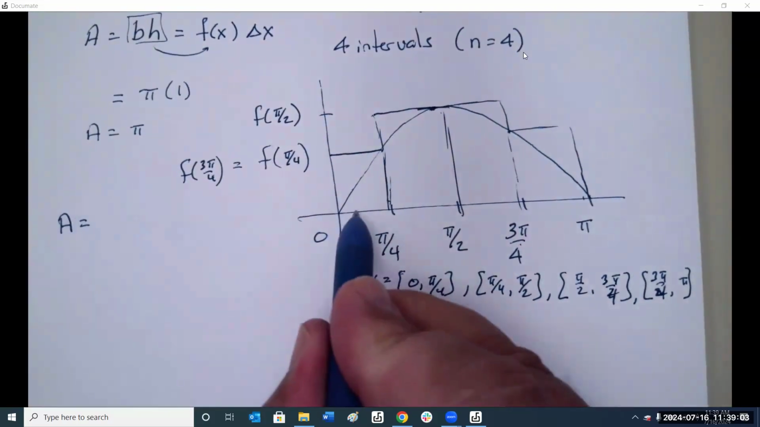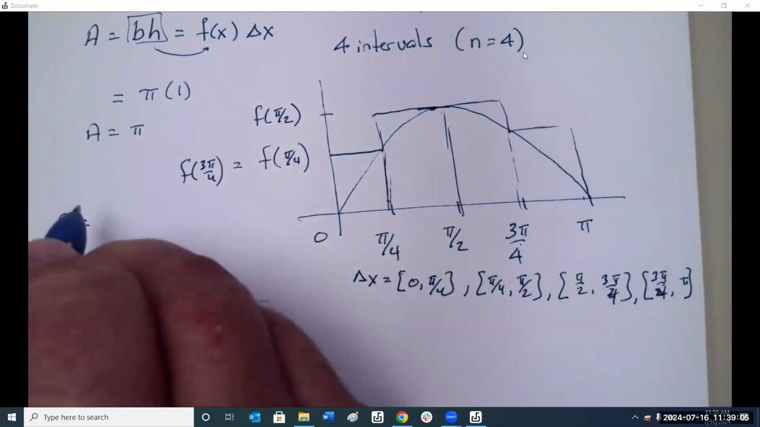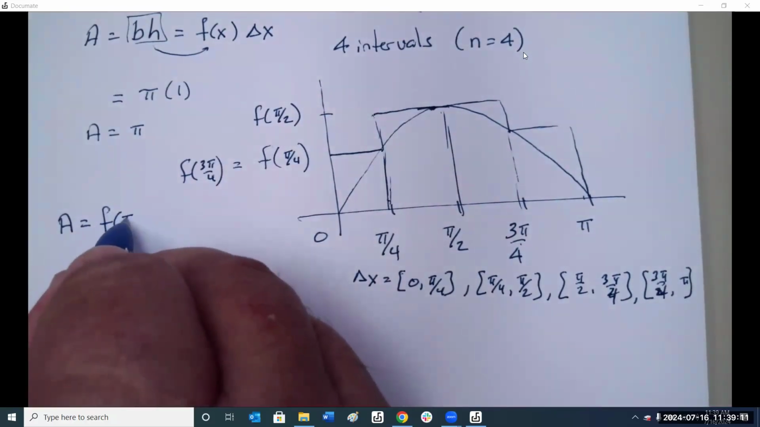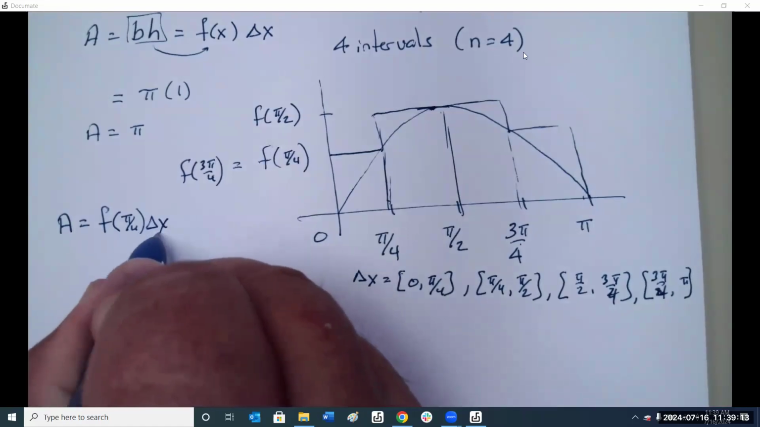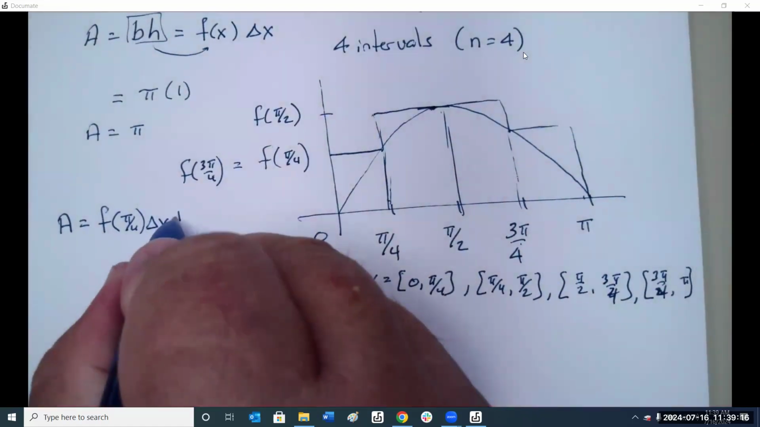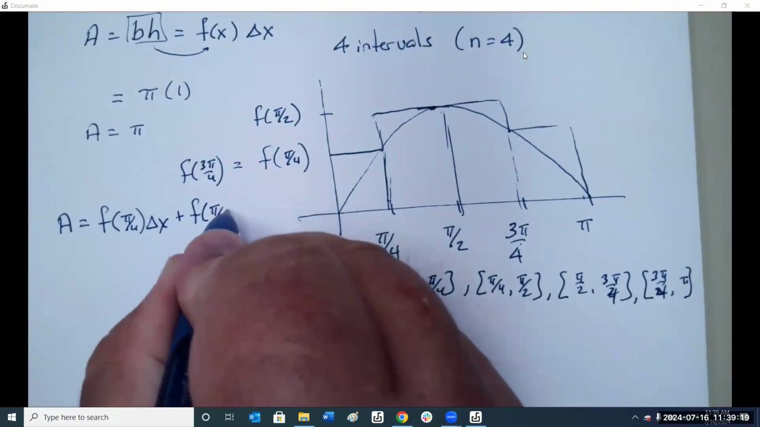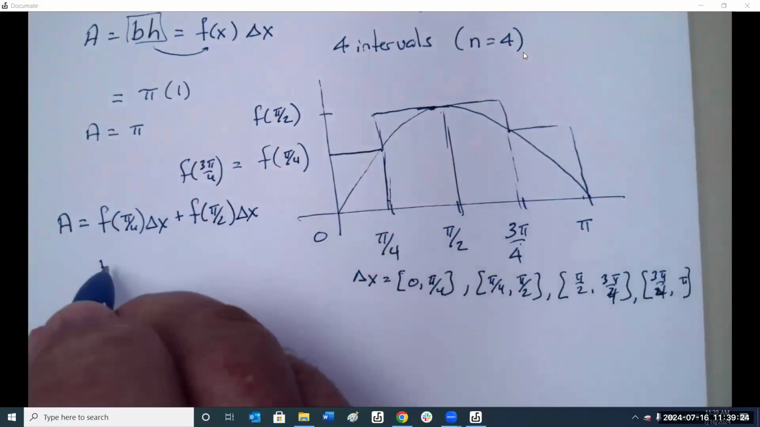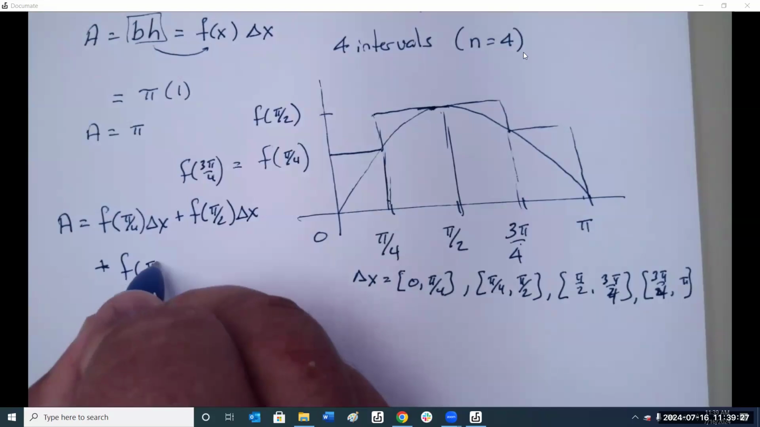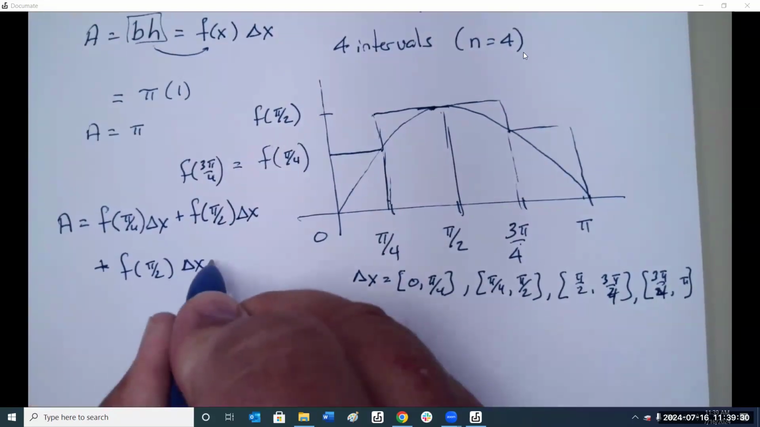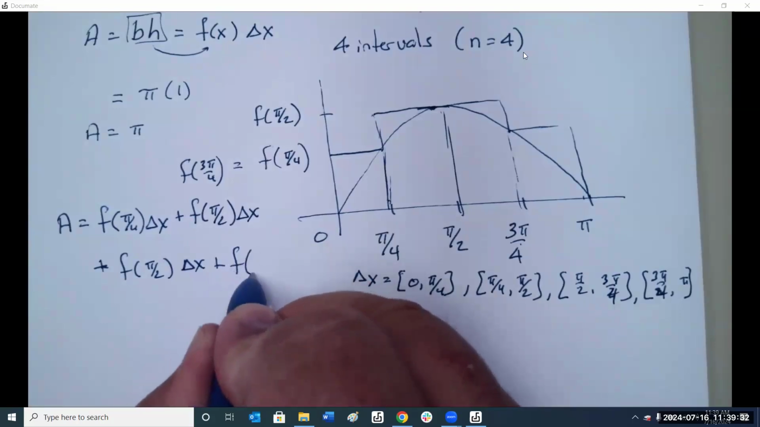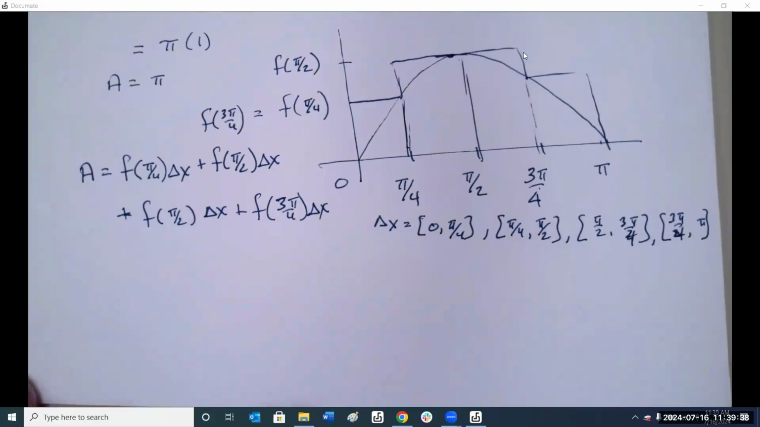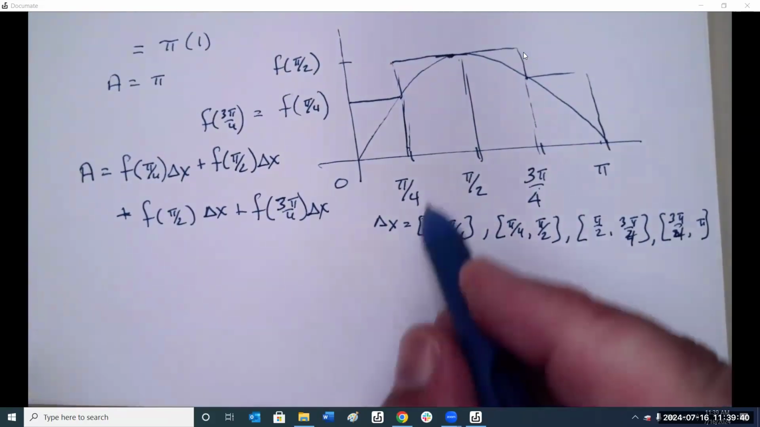So our area is going to consist of each of these areas here. So we have the first one, f of pi over 4 times delta x, plus f of pi over 2 times delta x. And the third one, f of pi over 2 times delta x. And then the last one, f of 3 pi over 4 times delta x. Because these are my inputs.